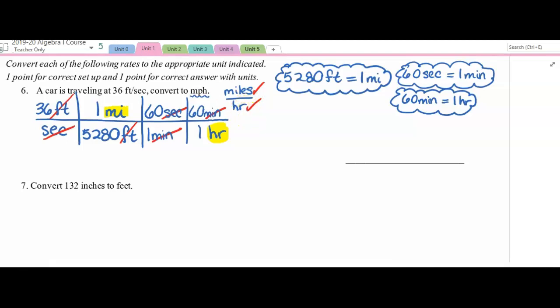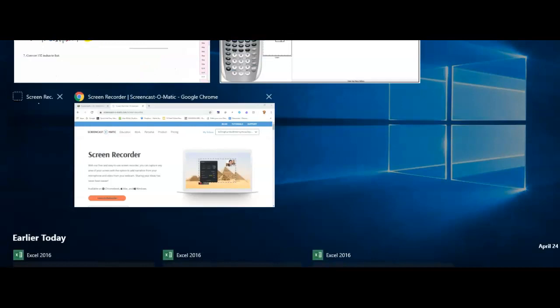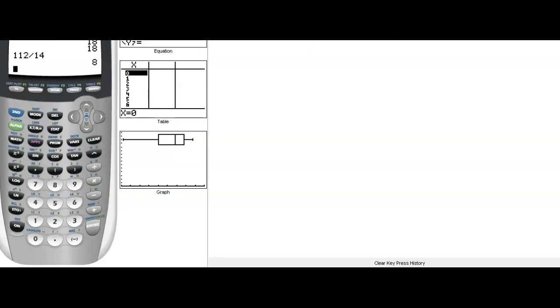So the rule is take all the numbers across the top, 36 times 1 times 60 times 60. Let's use the calculator. 36 times 1, I'm not even going to type that because it doesn't change anything, times 60 times 60. And I get 129,600.